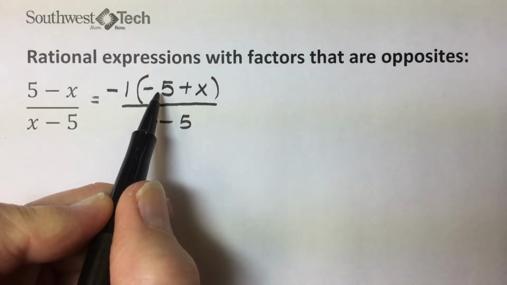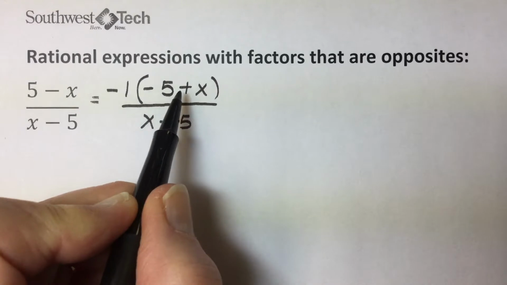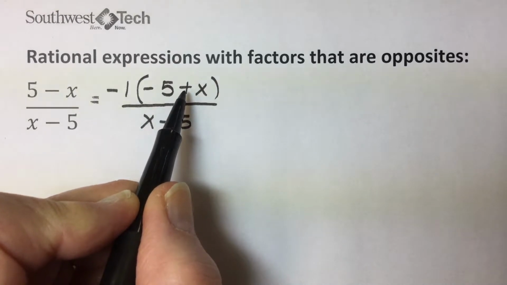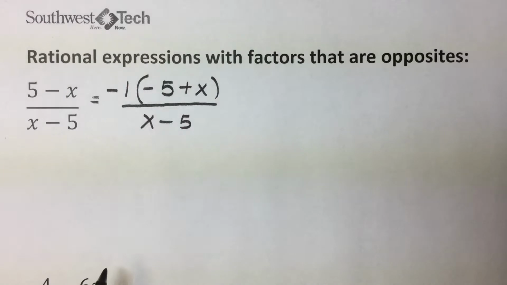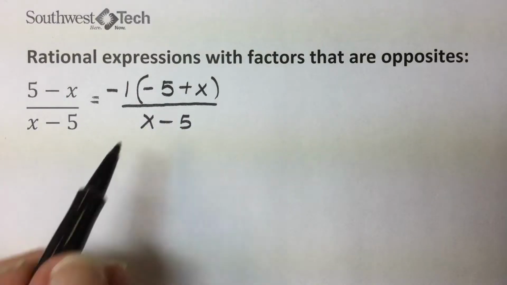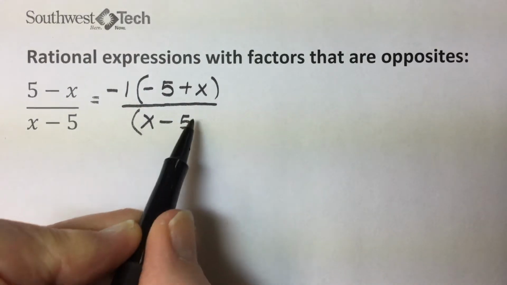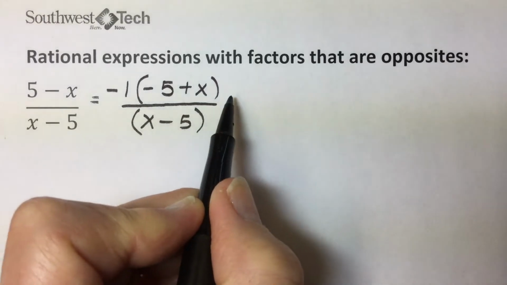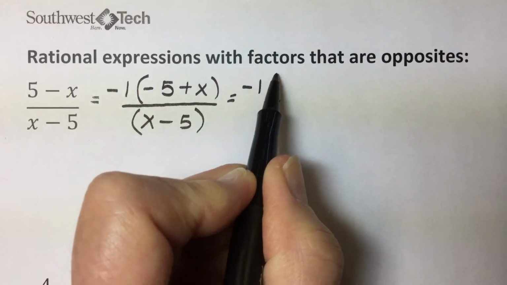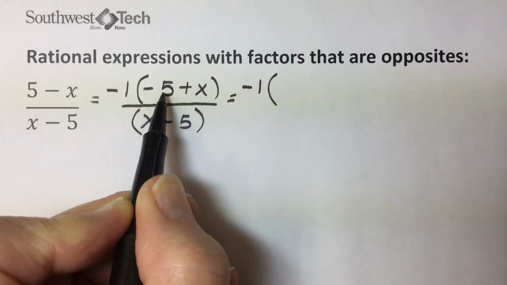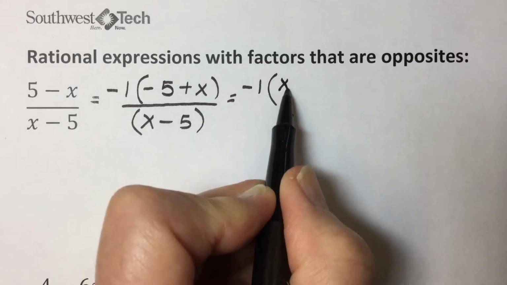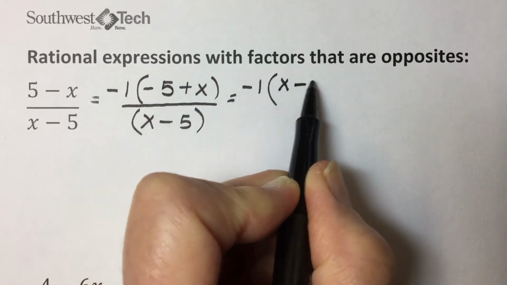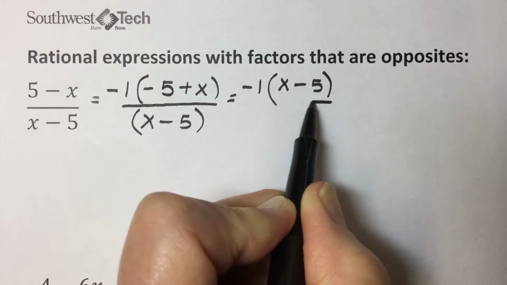-1 times -5 is the positive 5. -1 times positive x is a negative x. So we do have an equivalent expression. And if you aren't seeing that this binomial is the same as the binomial in the denominator, let's use the commutative property to switch these two terms around. Addition can be in either order, so we'll put x followed by the -5 in the numerator.